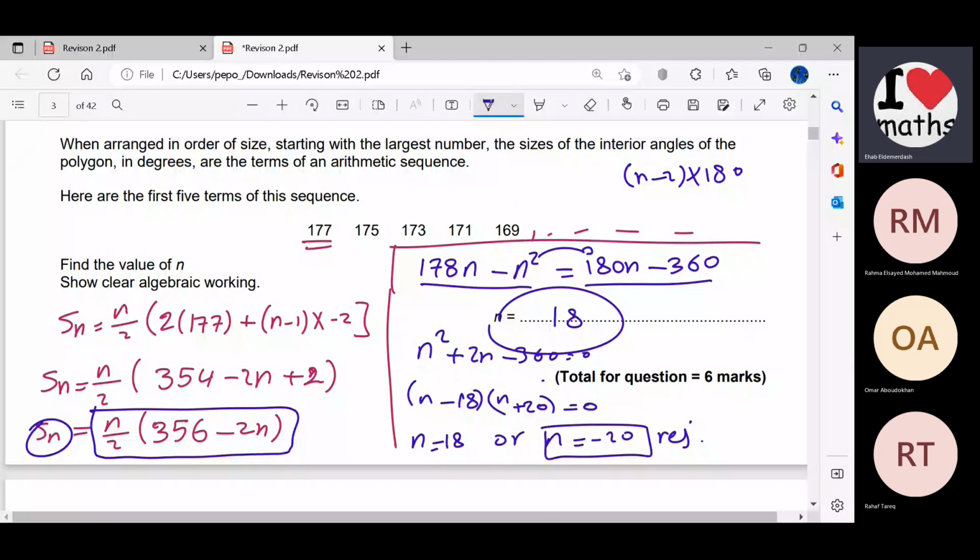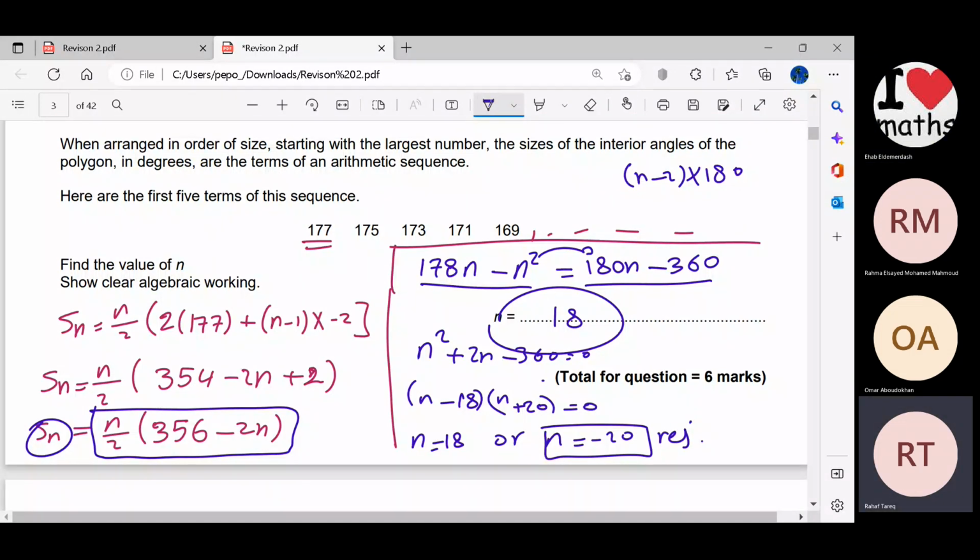Are you with me? Yes, Rahaf. Mister, I don't understand the numbers that you got in purple color.